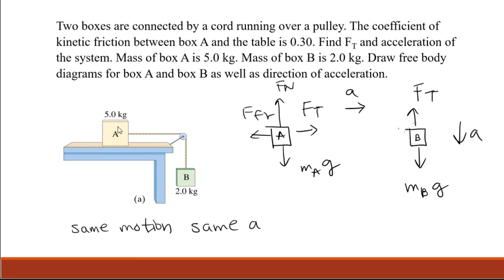And here again, acceleration is the same magnitude because it's the same motion, so same acceleration. But this box is moving in the x direction, this box is moving in the y direction. This box has both friction force and a normal force because it's sitting on a surface. This box only has a tension force. There is no surface, so no normal force, no friction force.